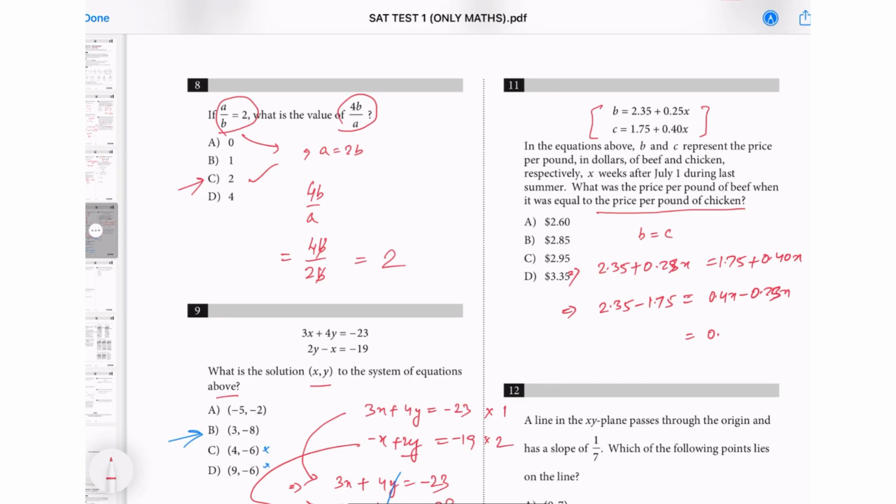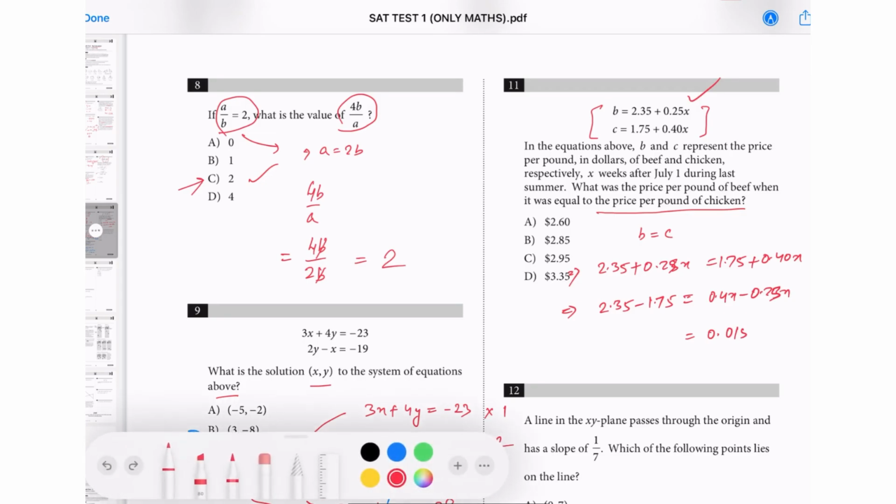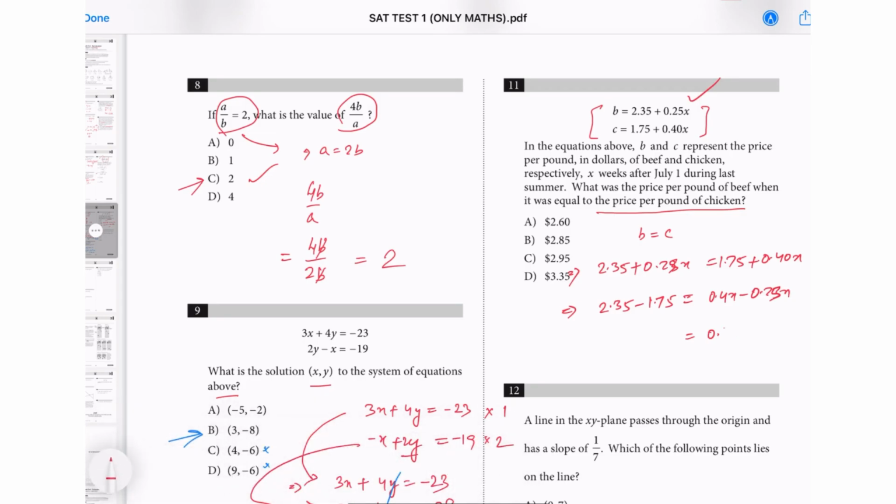I'm sorry, it's 0.25 over here. I get 0.15x on this side, the right hand side, and on the left hand side I have, say, 0.60. It means x is equal to 4.